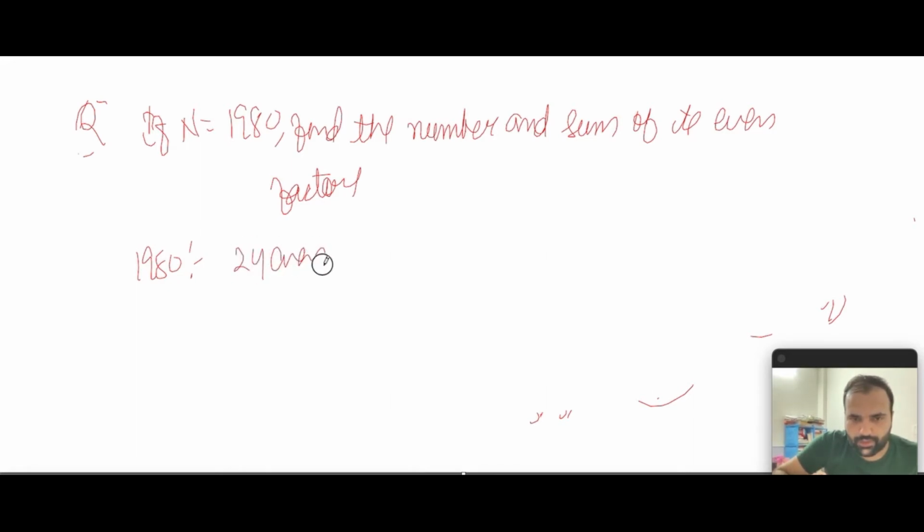1980, so 24 even factors. How? We know even factors are in the 2k form. So that's one of the things. Now we need to know the sum of the factors. So we have already seen before how would be the sum of those even factors.